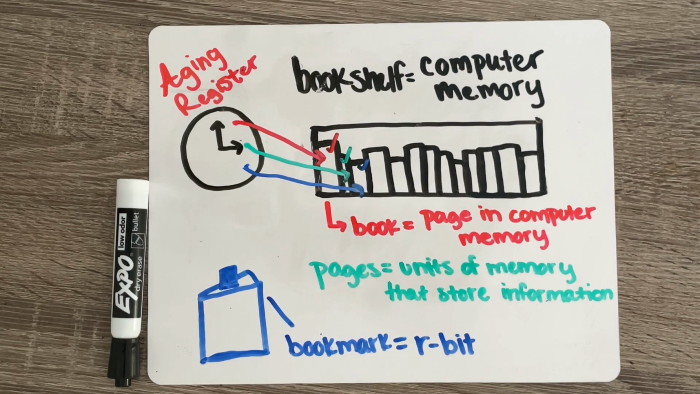Now it's time to tie it all together with the aging page replacement algorithm. When it's time to replace a page, we consult the aging register. Pages with more ticks, meaning they haven't been accessed recently, are considered older. It's like retiring an old book from our limited shelf space.